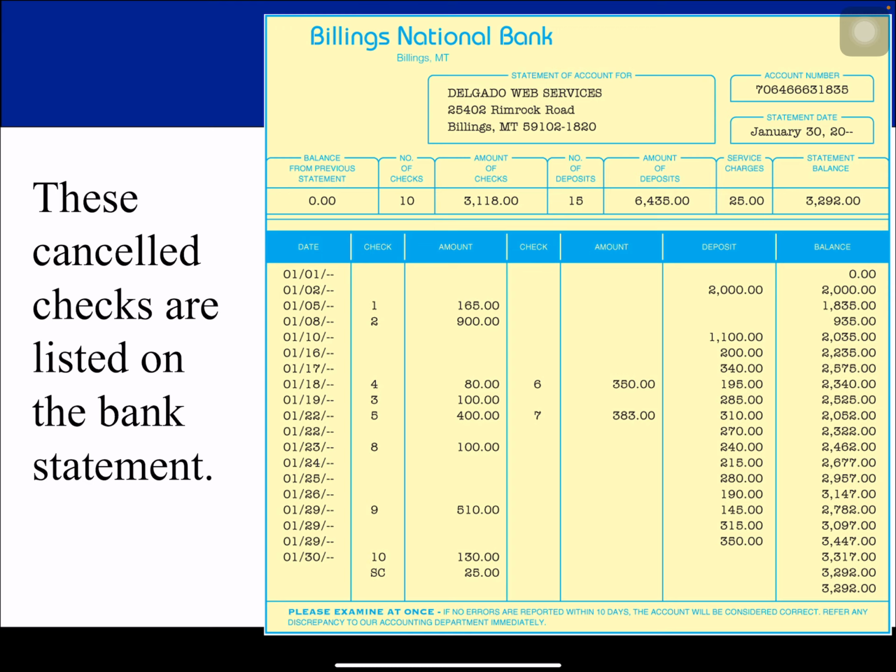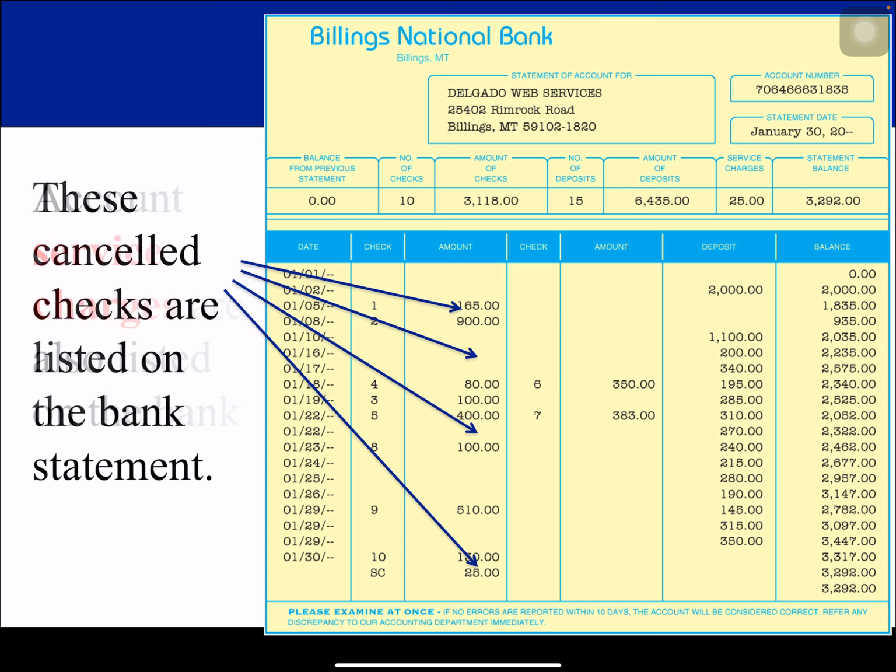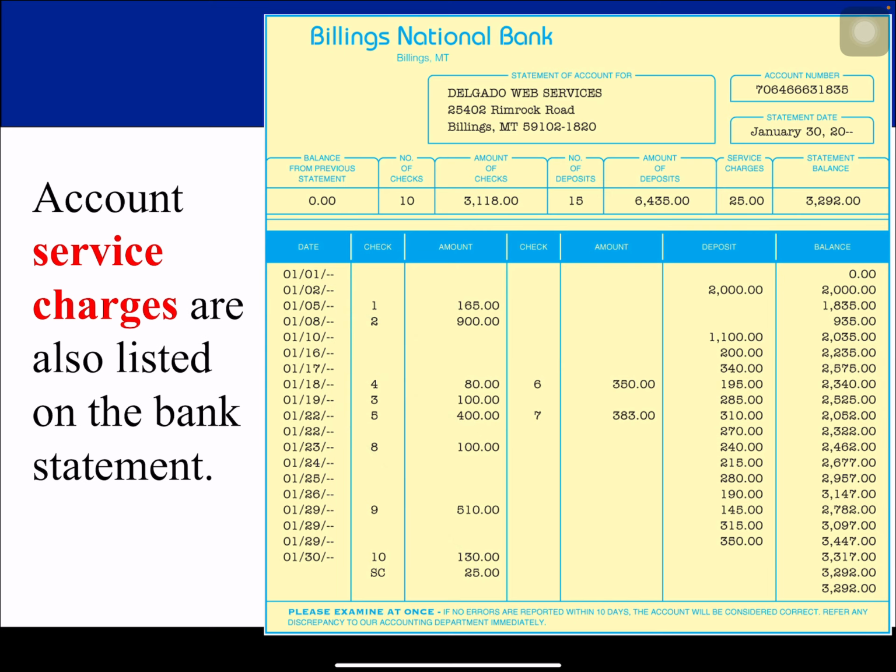These canceled checks are listed on the bank statement, and you can see right there they are listed, check number 1, 2, 4, and so forth down the line. So again, canceled checks are the checks that you write out. You've paid somebody, they've made it to the bank, and the bank has taken the amount out of your account. Account service charges are also listed on the bank statement. Sometimes banks will charge you a service charge for doing different things throughout the month. And in this case, it is $25.